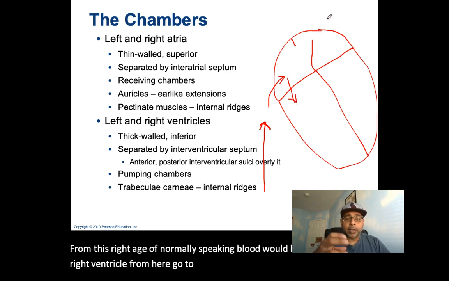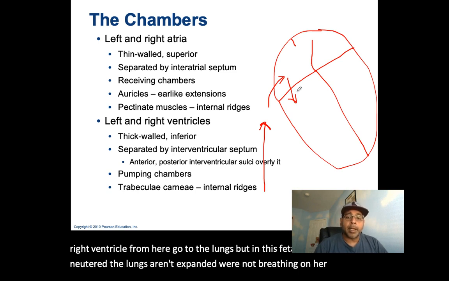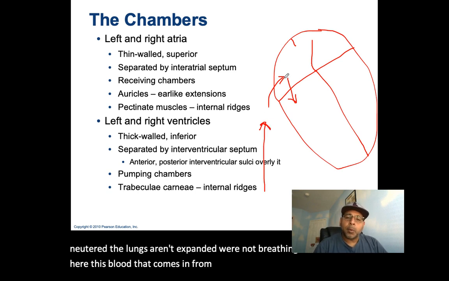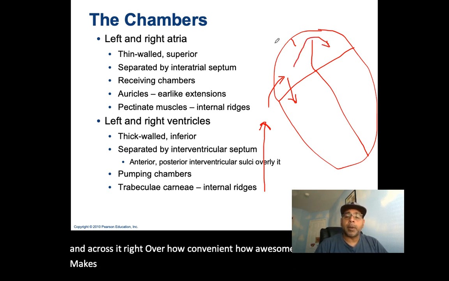But in this fetal circulation, while we're in utero, the lungs aren't expanded. We're not breathing on our own. So here, this blood that comes in from mom makes its way in. It's oxygen rich, and it crosses right over. How convenient, how awesome. Makes its way to the left side so it can be distributed throughout the body.